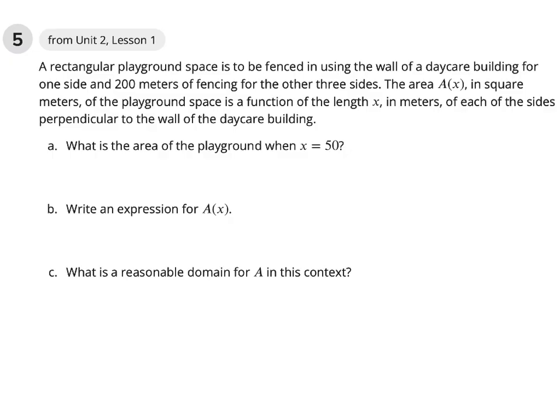Okay, again, a rectangular playground space. Draw your little rectangular playground space. First thing you want to do is draw your space and then draw your fencing. We have an X here and an X here for our side lengths. This is our building, the daycare building. So this is our daycare, whatever you want to call it, ABC Learning or something. This is 200 minus 2x because we need the sides.